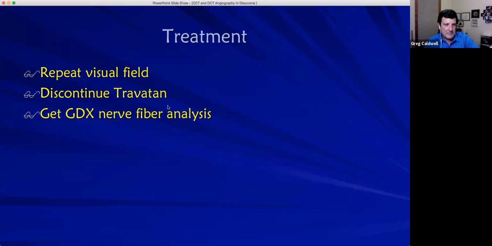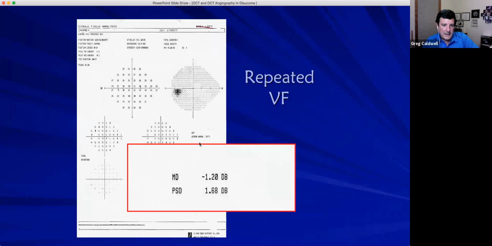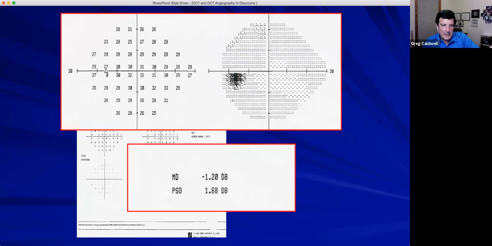So, why is this patient being treated? We repeated the visual field, we stopped the Travatan, and at that point I had a GDX. How about that? Way before even Stratus. So we stopped the Travatan. I used to always tease the Alcon docs like, hey, look, stop the medication and look what happens. The defect goes away and the mean deviation gets better. Like, hey, don't say that.